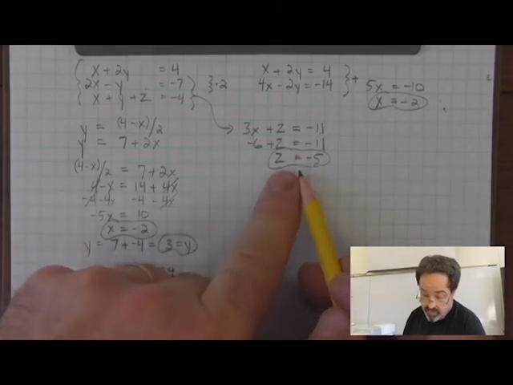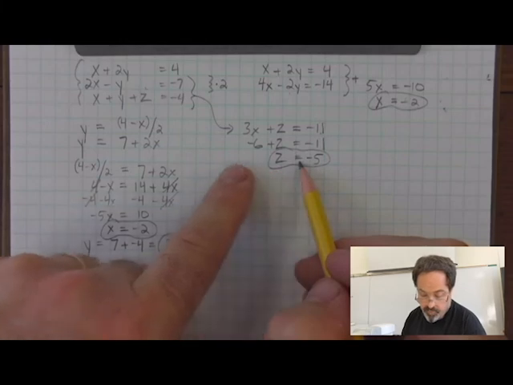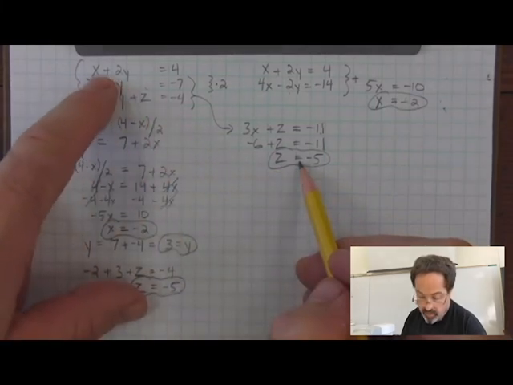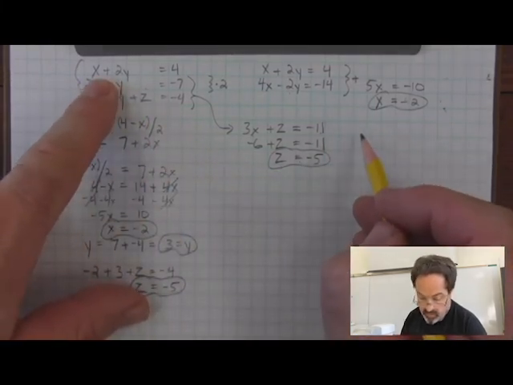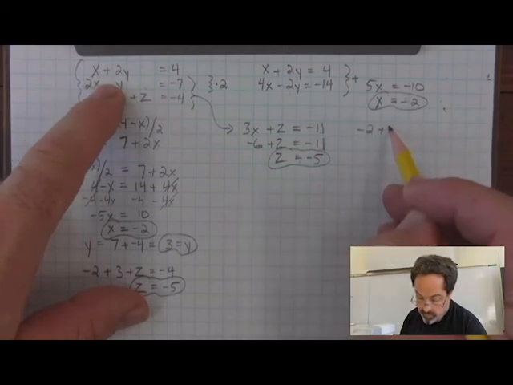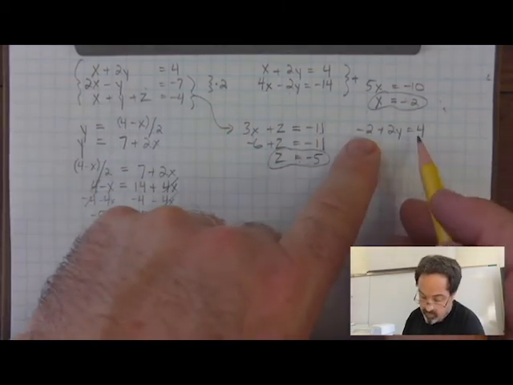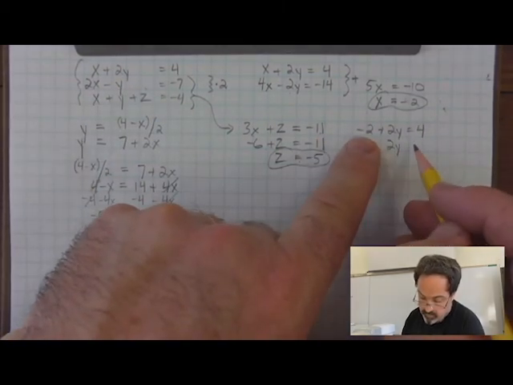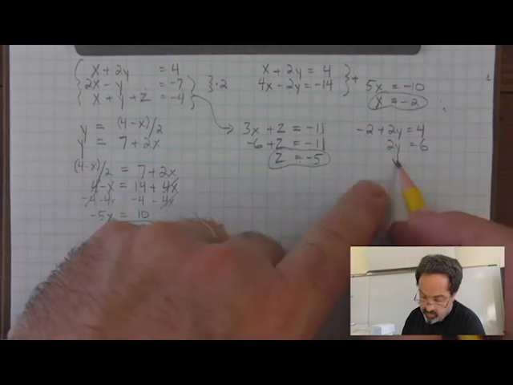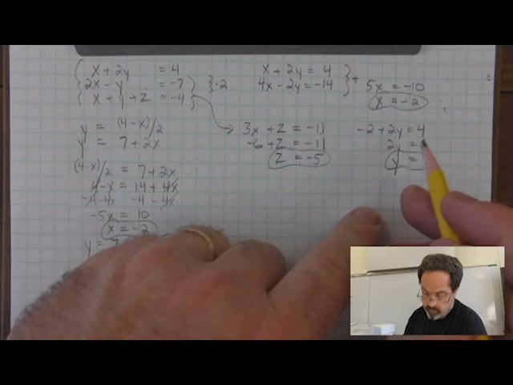I still need to get y. I have a value for x and z. I could go back to any equation that includes y in it. In this case, if I take my value of x, negative 2, and I add 2y is equal to 4, and I add 2 to both sides, and then divide both sides by 2 to get y by itself, I get y equals 3.